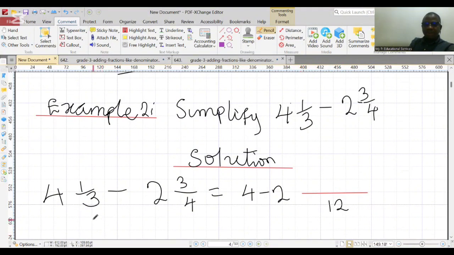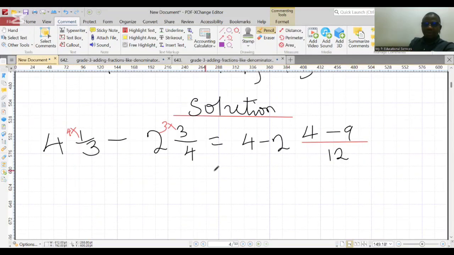Then we have 12 divided by 3, that will be 4, then 4 times 1. 12 divided by 4 is 3, then we have 3 times 3. So 4 times 1 will give us 4, then 3 times 3 will give us 9. So we have 4 minus 2, that will be 2. But we have a challenge. We can't actually subtract 9 from 4. That will give us a negative value. So let me write it here. 4 minus 9 out of 12. What are we going to do?